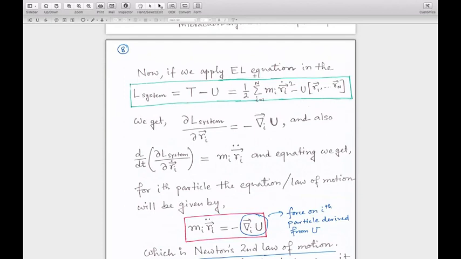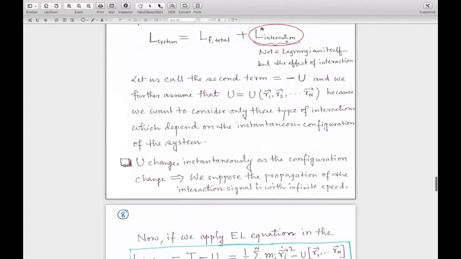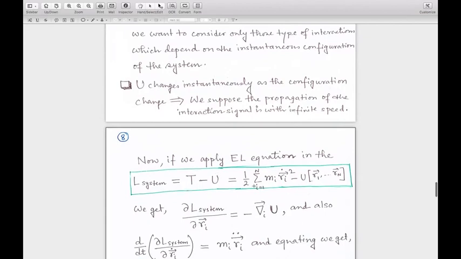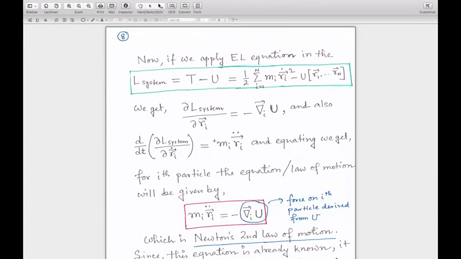Now if we apply the Euler-Lagrange equation to this system's Lagrangian, that is T minus U, where T is nothing but the summation over half m_i r_i dot squared, and U is a function of r1 up to rn, then, concentrating on the ith particle, the corresponding Euler-Lagrange equation is d/dt of del L system del r_i dot, vectorially, minus del L del r_i, vectorially, is equal to 0. Here L system is the Lagrangian of the whole system.